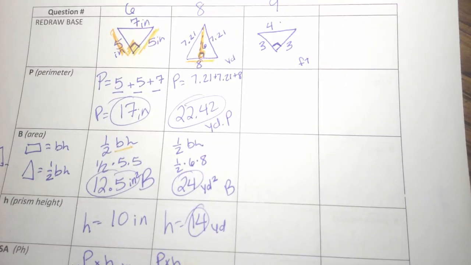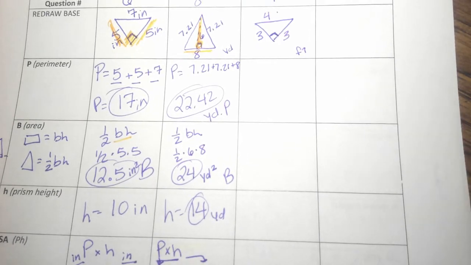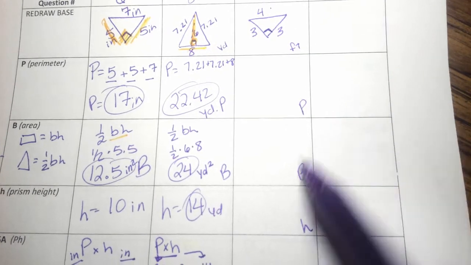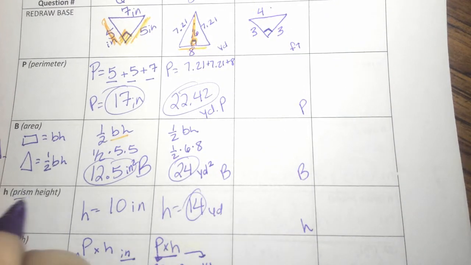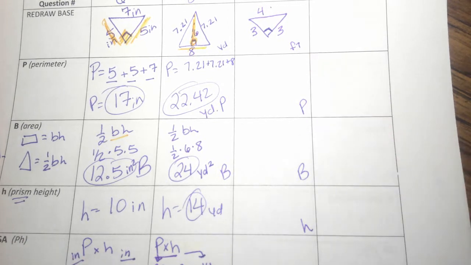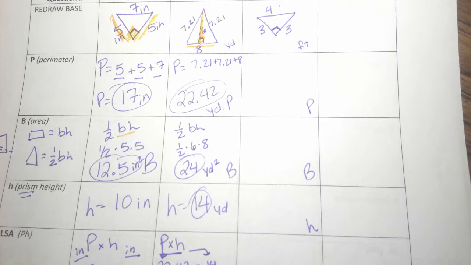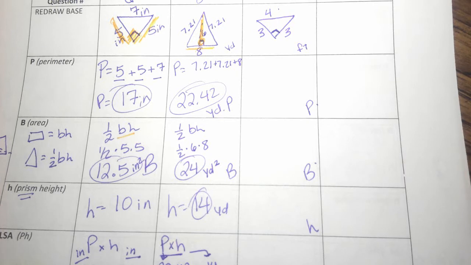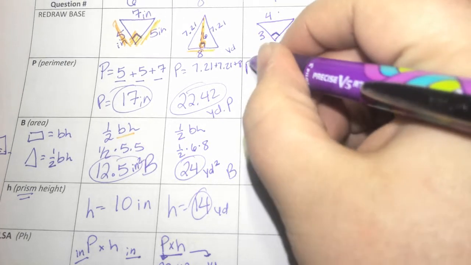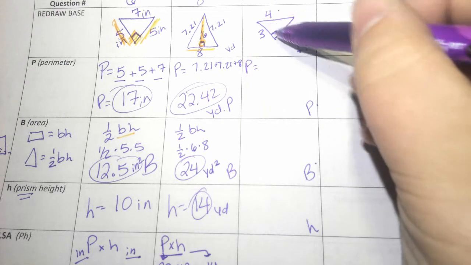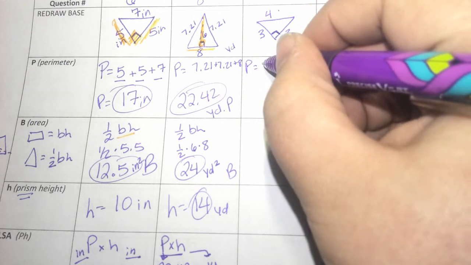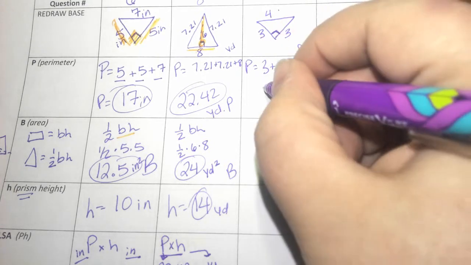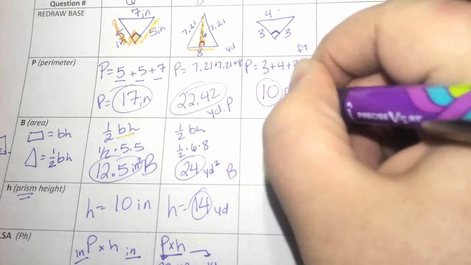Alright. Pause the video and see if you can get numbers for capital P, capital B, and lowercase h for yourself. Remember that lowercase h comes from the prism and not the triangular base. Hopefully you've paused the video and found your own values, and now you can check yourself. Capital P is the perimeter of the base, so you're just adding the 3 outside edges. That is 3 plus 4 plus 3, or 10 feet for P.